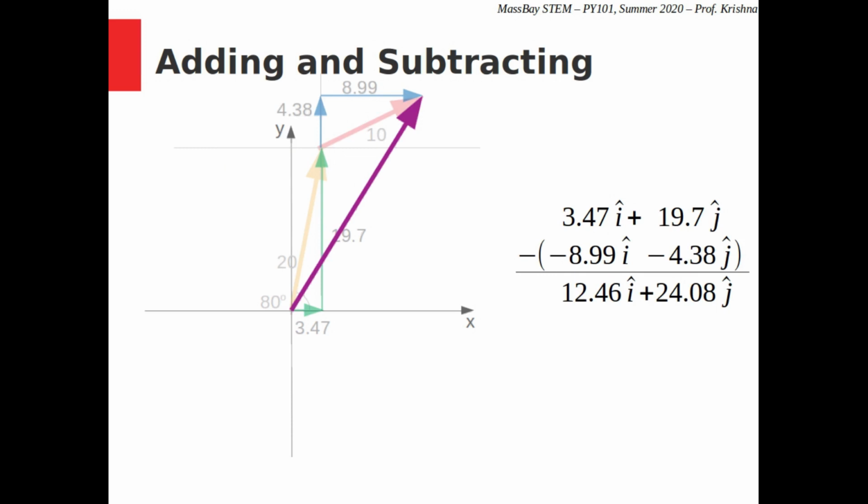Subtracting vectors is done analogously. If you have to subtract a second vector from the first, then you subtract the x component and the y component of the second vector from the x and y components of the first vector respectively, instead of adding them. In this case, this would yield 12.46 i hat plus 24.08 j hat.